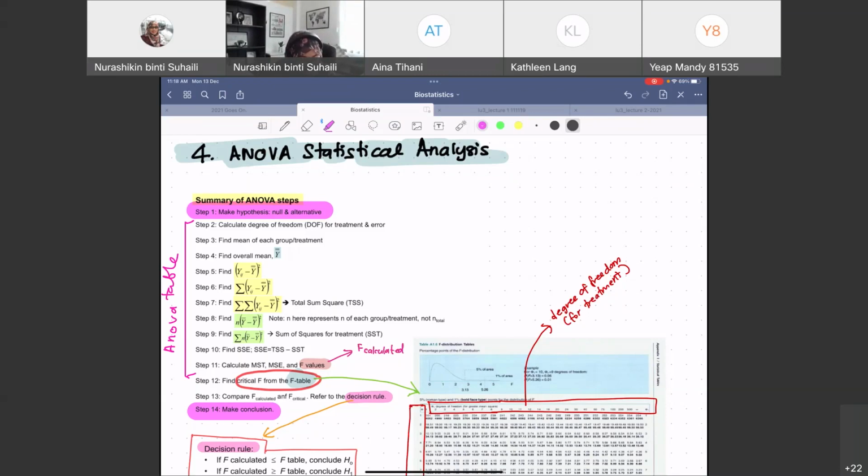Step 2, calculate the degrees of freedom. Let's go through first. Step 3, find the mean of each group and treatment. When you are given any problem, you have to identify from the data what things you want to compare, which will tell you how many groups or treatments you are dealing with. So it's very important for you to understand the problem. The problem given to you is not really difficult. It's about comparing this, comparing that.